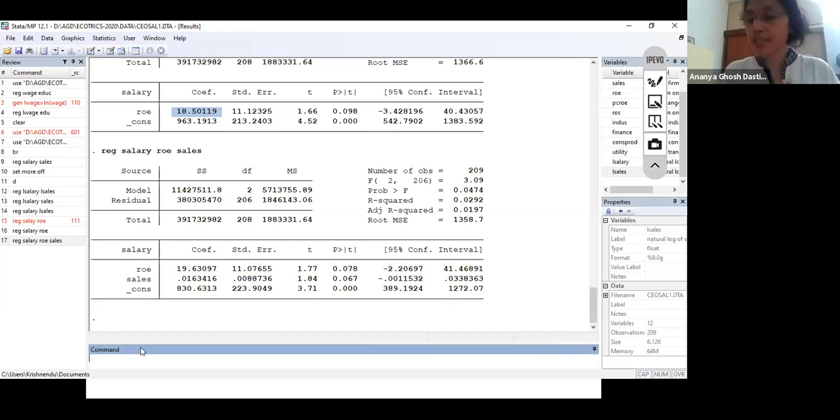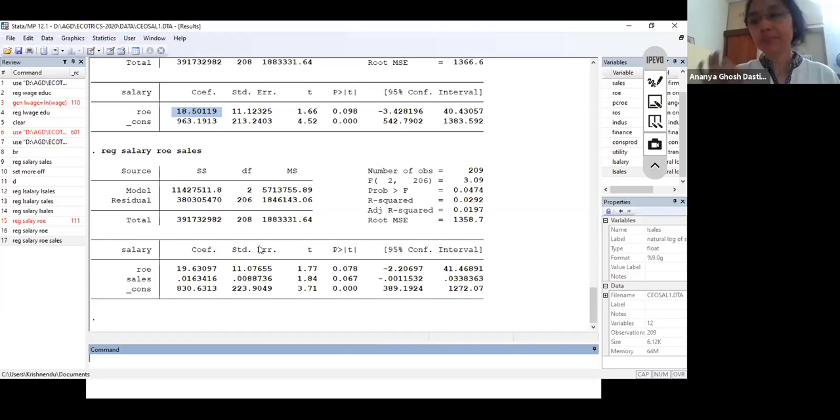So this is cross-section data on CEO salaries, and for each of the firms for which the CEO salaries are being reported, you have the firm's return on equity for the past 3 years and the firm's sales in that year, the year in which the salary is being given. So when you do that, you are looking at a model where y is equal to alpha plus beta 1 x1 plus beta 2 x2 plus u. Okay, that's the theoretical model.